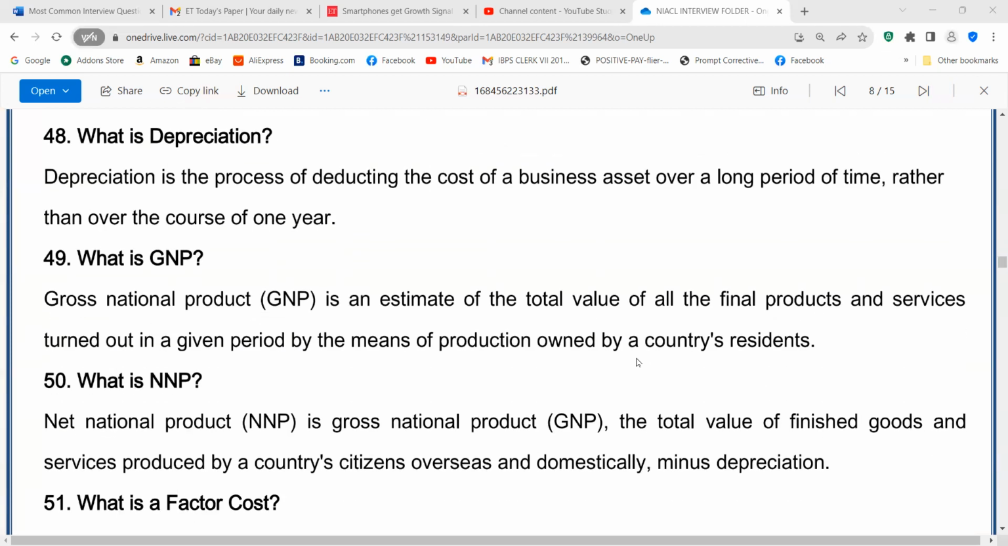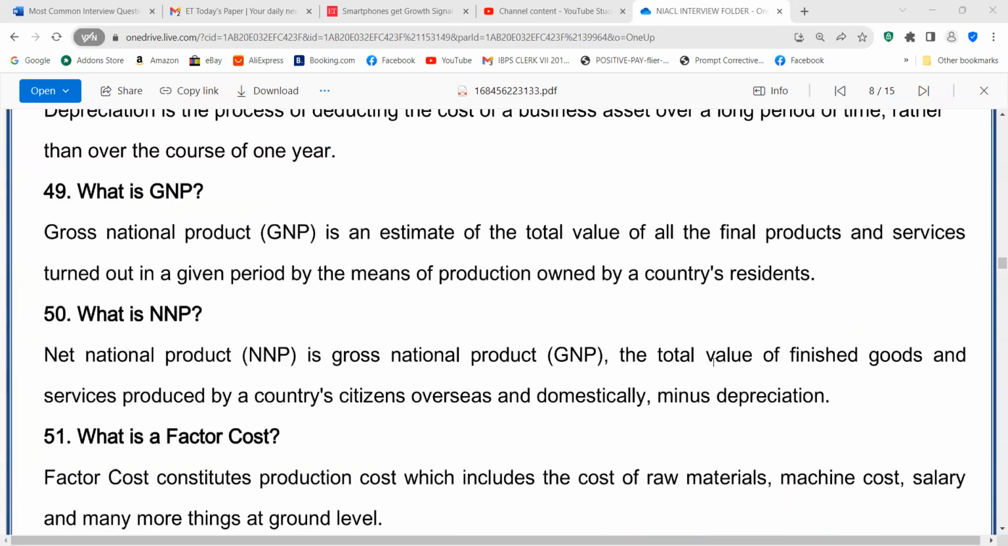Question number 49. What is GNP? Gross National Product is an estimate of the total value of the final products and services turned out in a given period by the means of production owned by a country's residents. Question number 50. What is NNP? Net national product is the gross national product, the total value of finished goods and services produced by a country's citizens overseas and domestically, minus depreciation.